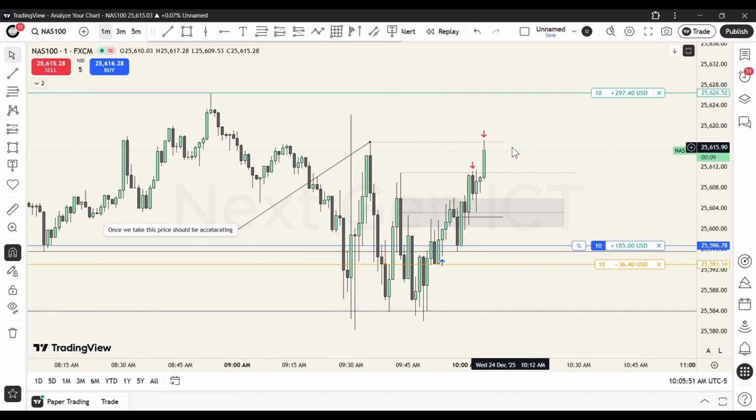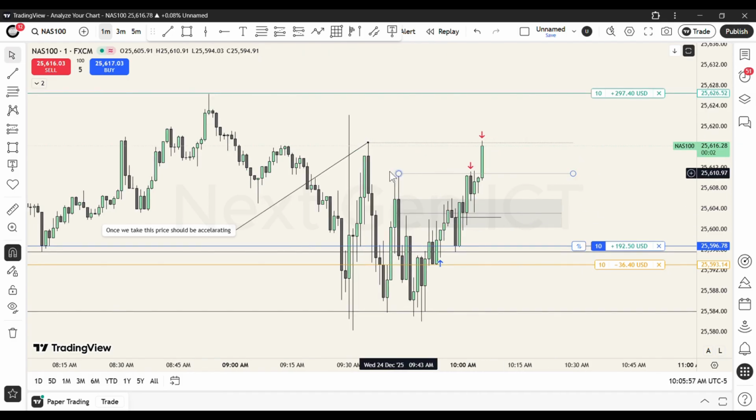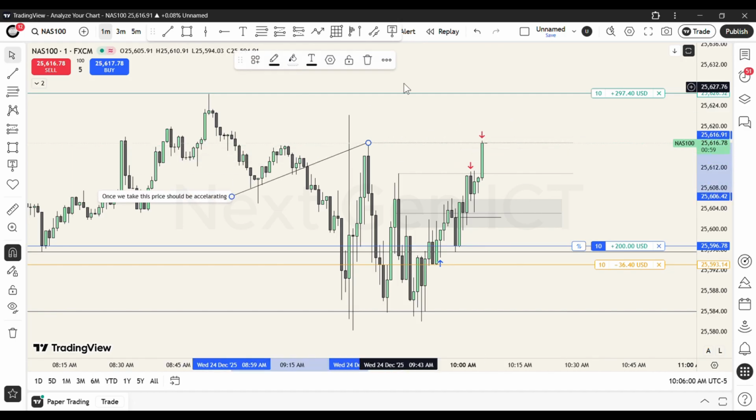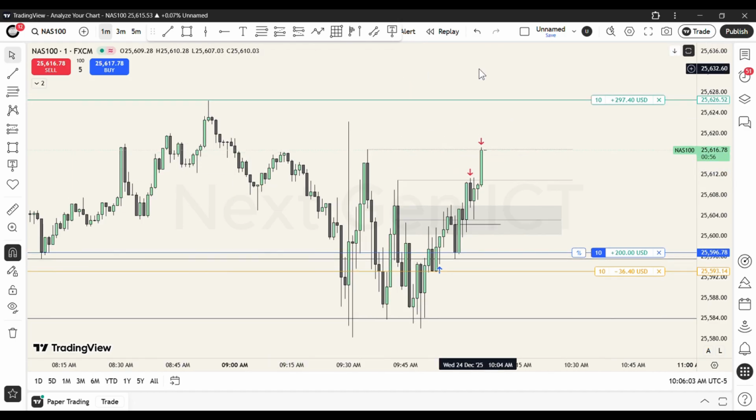There it is, manipulating. And now I think I'll go break even on this trade. And beautiful trade, man, beautiful trade. That was a beautiful trade.